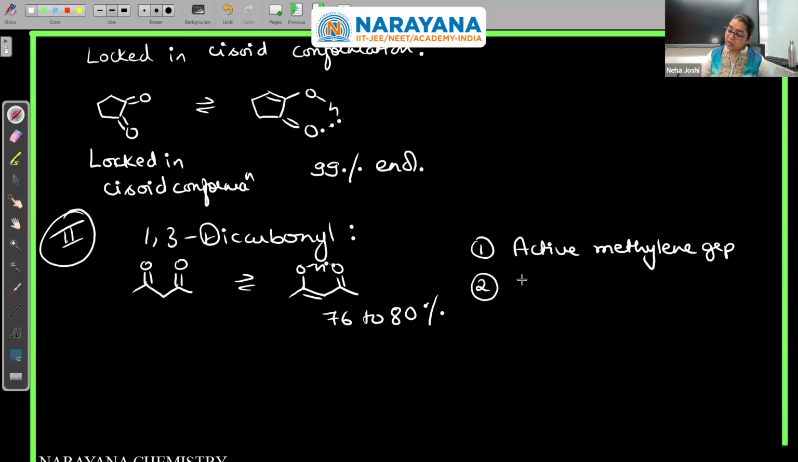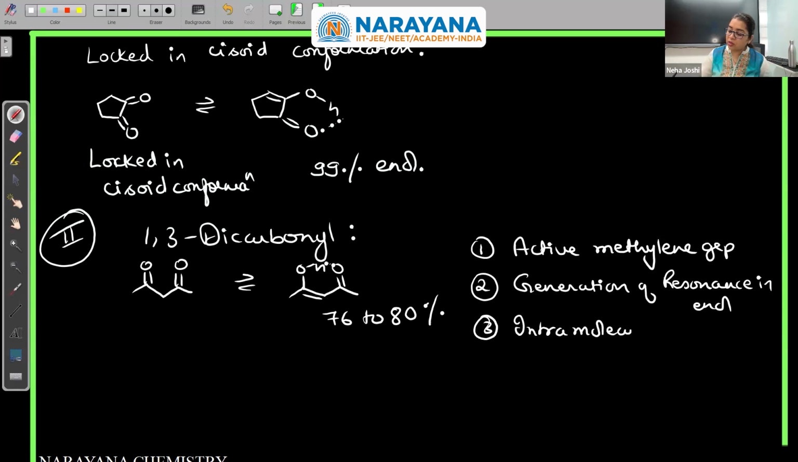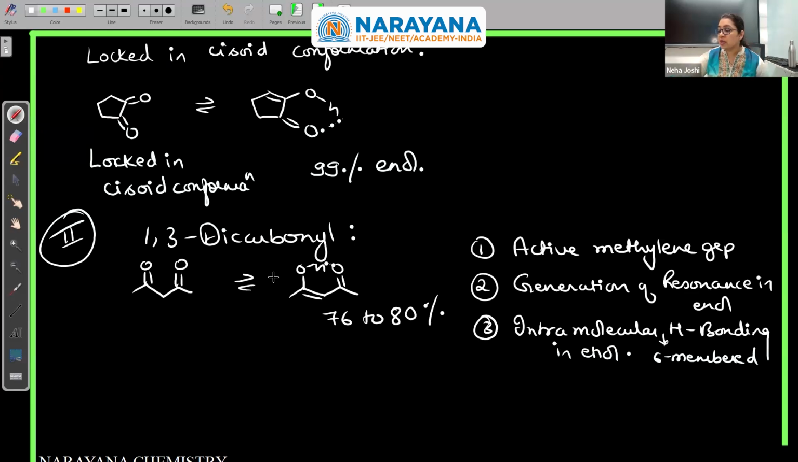Second is the generation of resonance in enol. And third is intramolecular H bonding in enol. These are the three factors which create this stable enol. And this intramolecular H bonding in enol, I would say, is 6-membered. Right? This is a 6-membered chelation which is stabilizing the enol.